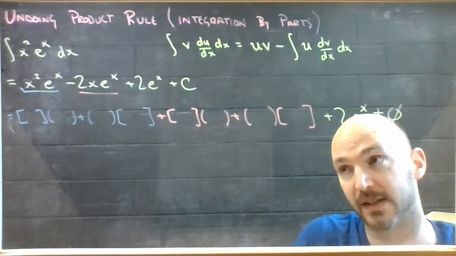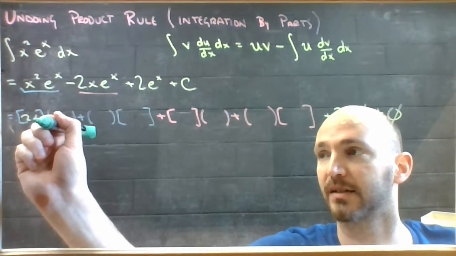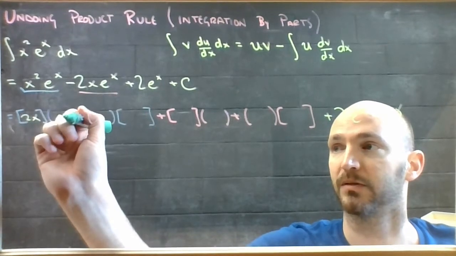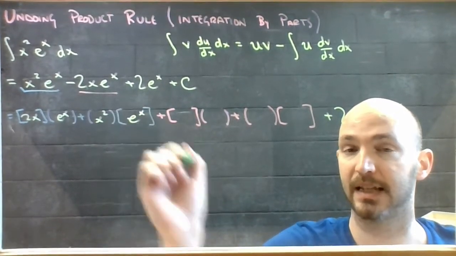So you're going to have to work this out. Looking at this first chunk, the derivative of x squared is 2x. Leave this alone. Leave this alone. Derivative of e to the x is e to the x.